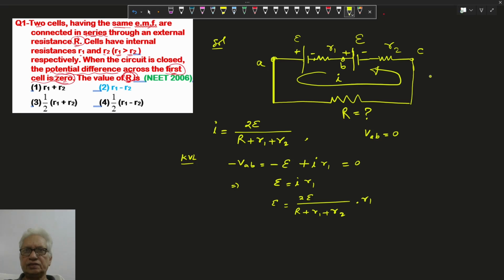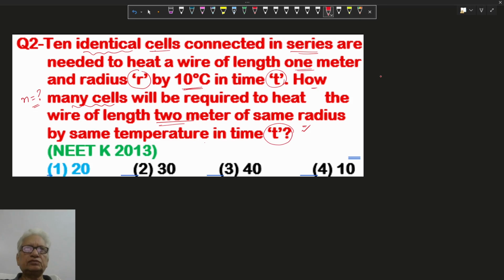And R1. Here E cancels out. Cross multiplication gives R equals R1 minus R2. Here the option is correct.